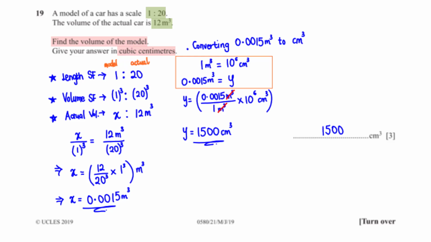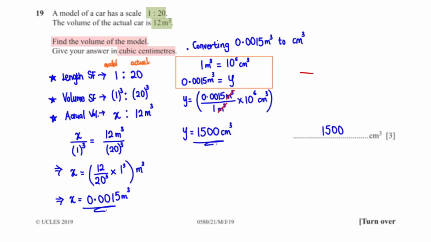Since we are dealing with volume, we need to also find the volume scale factor, and we can do this by cubing the linear scale factor. So we now have 1 cubed is to 20 cubed. When we set up our ratio, we get x divided by 1 cubed equals 12 meters cubed divided by 20 cubed. When we make x the subject of the equation, we get 12 divided by 20 cubed times 1 cubed meter cubed. And when we type this into the calculator, we get 0.0015 meter cubed.